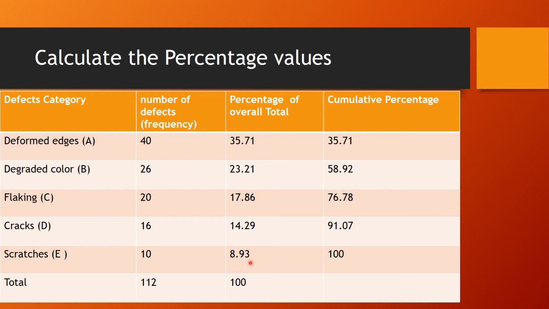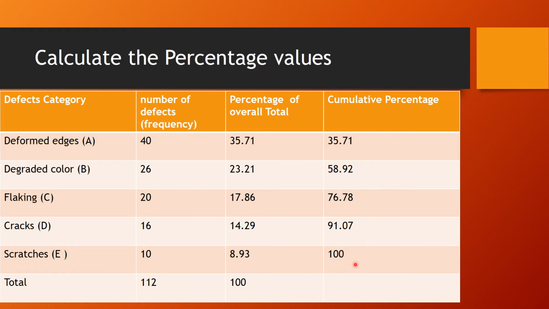In order to fill this column, how do we calculate the values? We go to this column, we have the 40, then this value divided by the overall total 112, into 100, is this value, 35.71. Then we go to the next value to be calculated. 26 divided by 112 will give us 23.21. Then for the next value, in the same manner, 20 divided by 112 into 100 is 17.86.